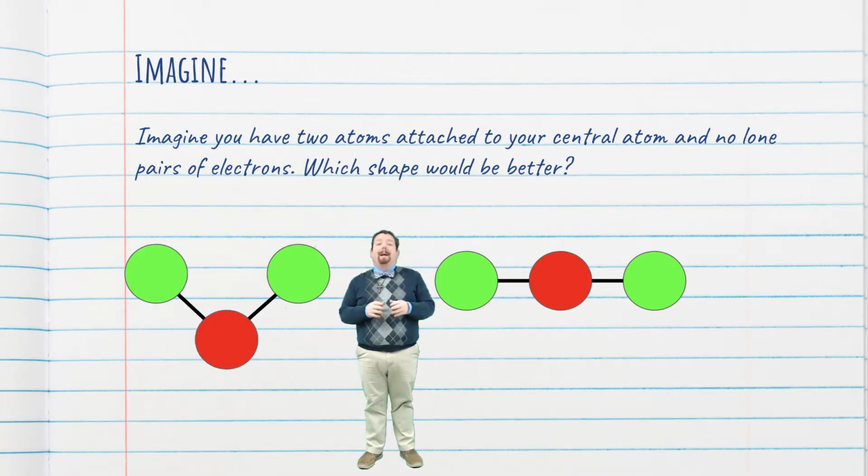Think of it this way. Imagine having two atoms attached to your central atom, but having no lone pairs of electrons around your central atom. Which shape here do you think is more pleasing to those bonding electrons? The one where they're the furthest apart from each other that they can be, or the one that has them a little bit closer together? Since those electrons repel each other, the correct shape of this molecule is the one on the right here.